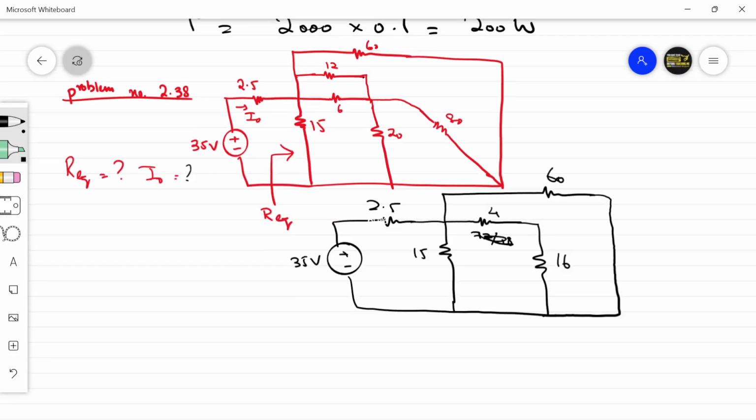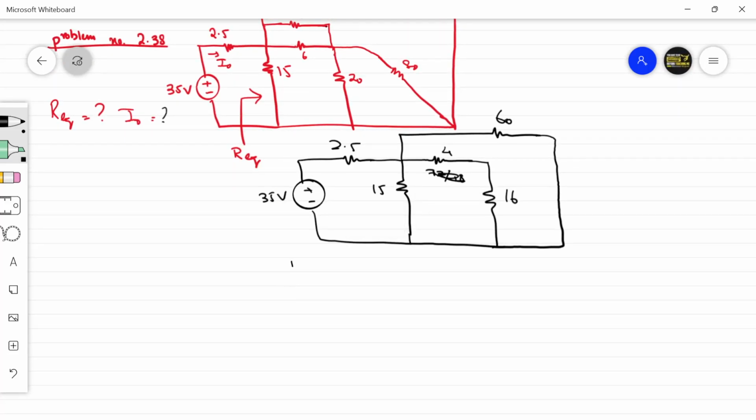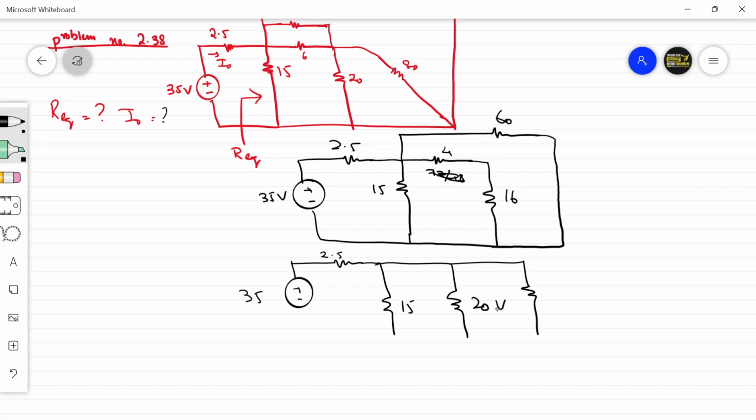Fine, so this is your circuit now. 4 and 16 they are in series. 4 and 16 in series means they become 20 ohms, and this 60 is connected here. So 15, 20 and 60 they are in parallel now, so you can find out the value of R equivalent, then you can find out the value of I naught.